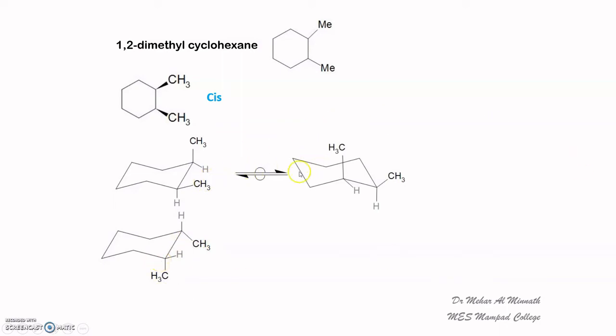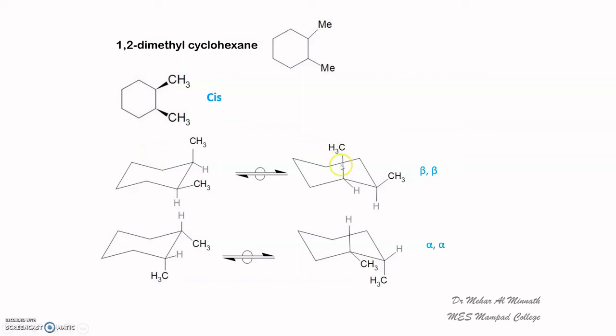Now if we flip beta beta, what happens? You get another conformer wherein the axial has become equatorial and the equatorial has become axial, but it is still beta beta. And in the alpha alpha, the equatorial has become axial and the axial has become equatorial, but it is still alpha alpha. Both groups are below the plane. So even on ring flipping, alpha remains alpha, beta remains beta.